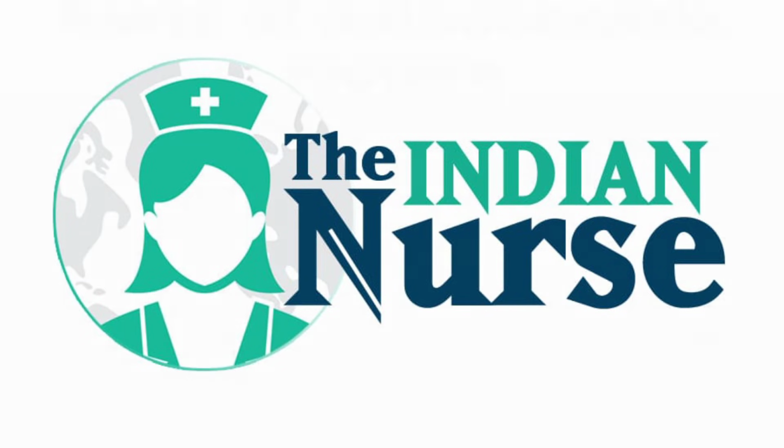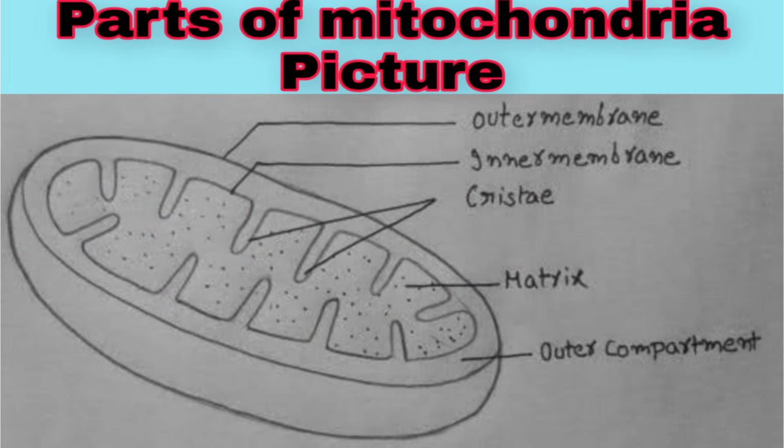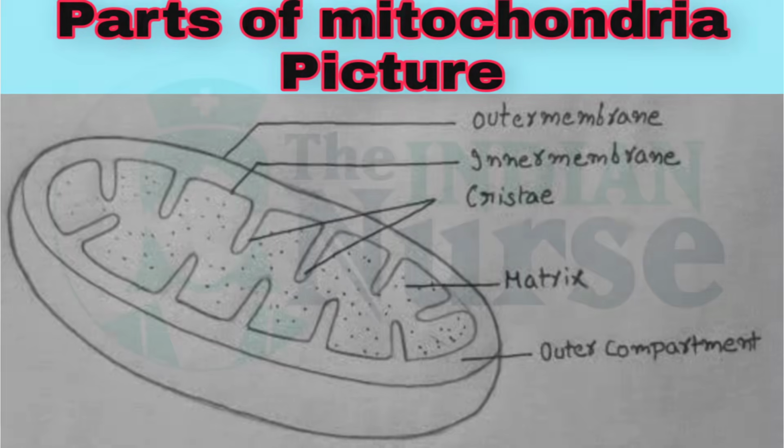Next question, parts of mitochondria. First you have to draw a diagram. In that, the parts are outer membrane, inner membrane, cristae, matrix and outer compartment. So these were the parts of mitochondria.